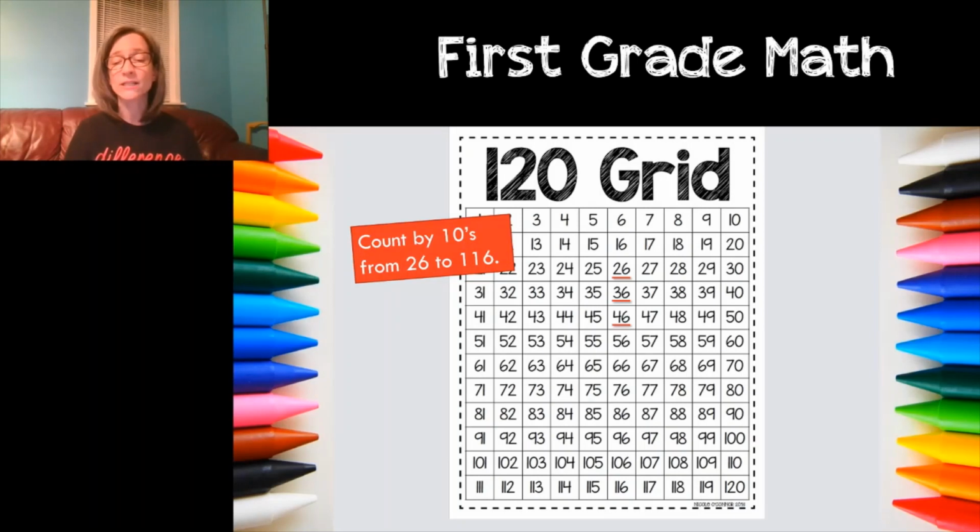26, 36, 46, 56, 66, 76, 86, 96, 106, 116. Did you notice how when we counted on by tens, the digit in the tens place changed, but the digit in the ones place didn't change? Also, again, we were moving downward because on our number grid, when we get 10 more, that movement goes down.